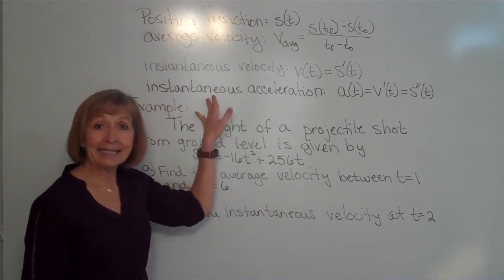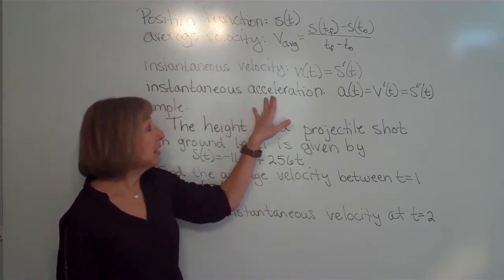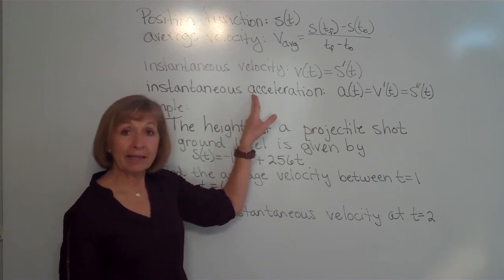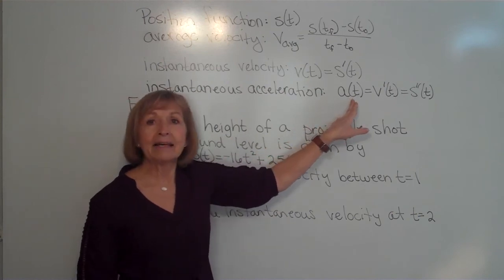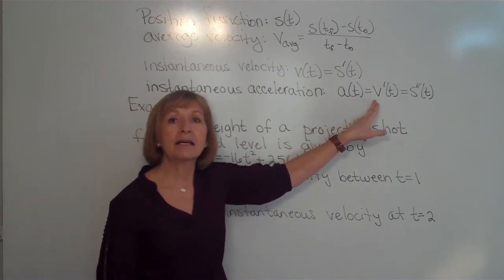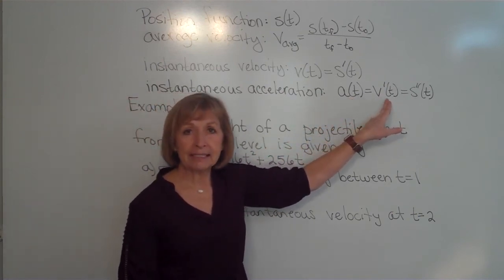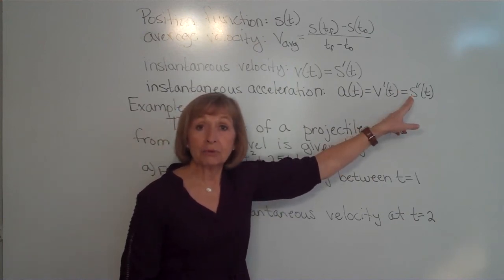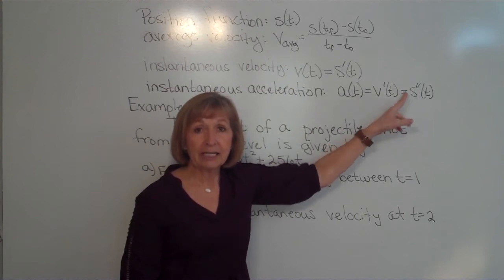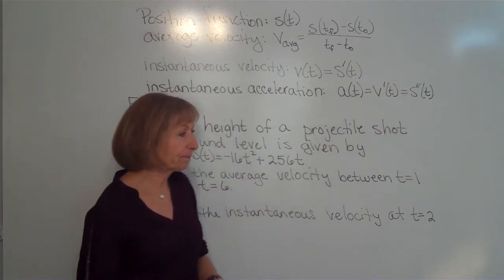For our instantaneous acceleration function, we denote that with a of t, for the first letter of the word acceleration. And the acceleration is the derivative of the instantaneous velocity function, which would then be the second derivative of the position function. So that's the relationship between them.